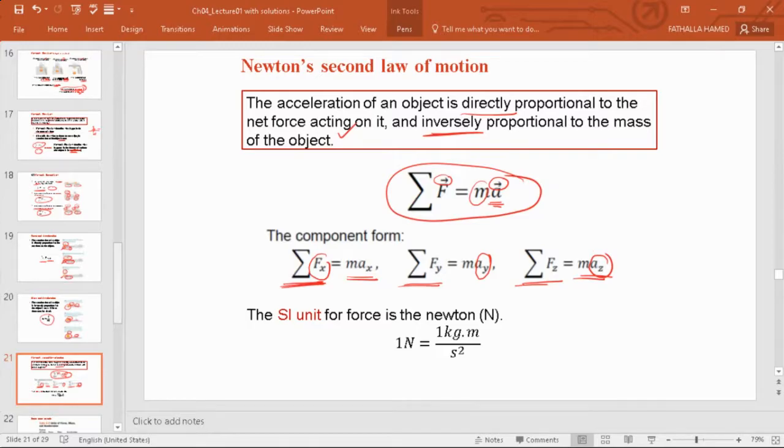Now remember what I told you, that we use newtons as the SI unit for the force. Now we can express what it's equal to. Since the force is equal to ma, and m has units of kg, kilogram, and the acceleration has units of meters per second squared, 1 Newton is equal to 1 kilogram meter per second squared.